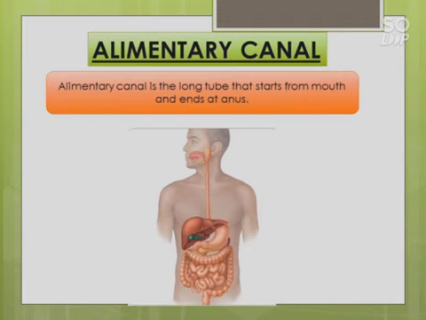Alimentary canal. This is a new word which you must have heard. Alimentary canal is the longest tube that starts from the mouth and ends at the anus. As you can see in the picture, there is a tube which starts from your mouth, passes through different body organs, and travels to the end of the body, that is the anus.